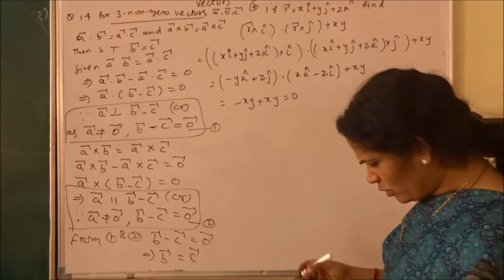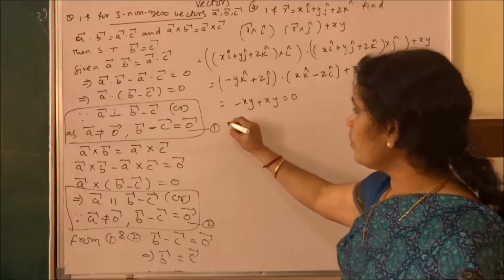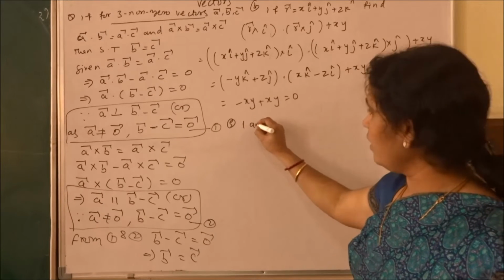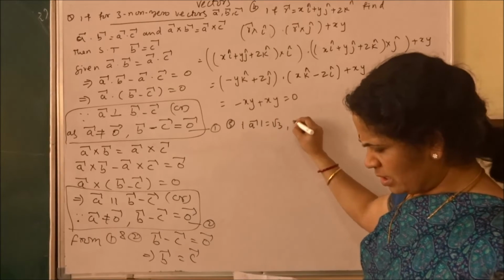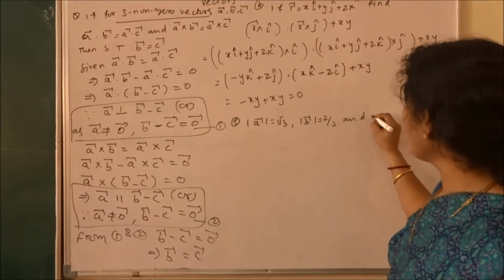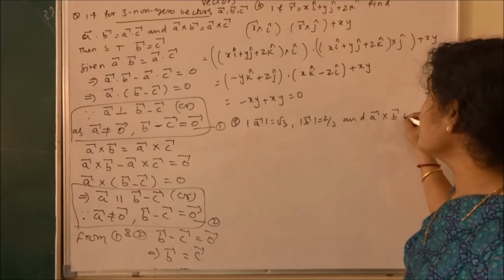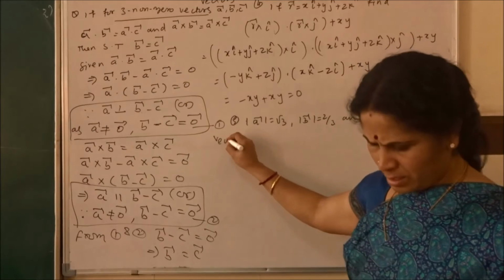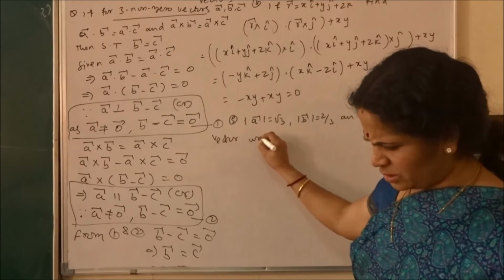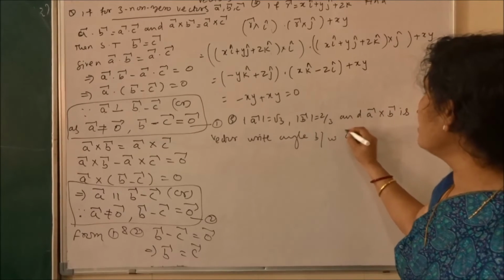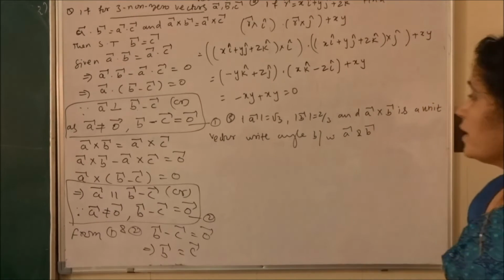Clear? Now I am taking another question, question number 5. Given vectors A and B such that magnitude of A vector equals root 3 and magnitude of B vector equals 2 by 3, and A cross B is a unit vector. Find the angle between A vector and B vector.